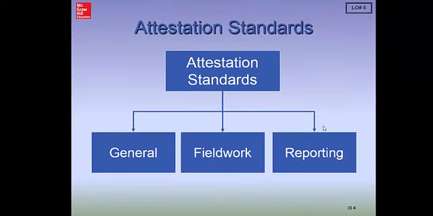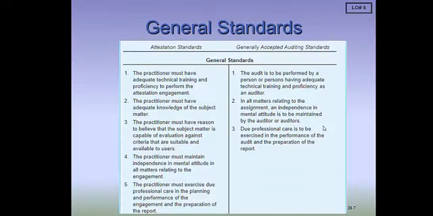So attestation work comes with its own standards, and there's a couple things that I want to talk about that are going to be a little bit different than the standards as compared to an audit. But in any event, the attestation standards include general standards, standards of fieldwork, and standards of reporting. The first thing that we want to look at is the general standards. So you notice that the general standards for attestation are on the left. The generally accepted auditing standards are on the right.